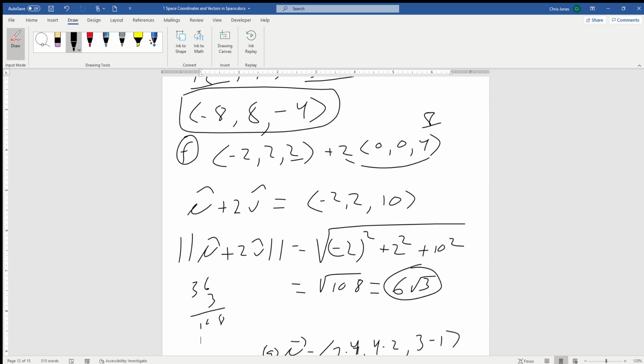Hopefully this gives you a good basic introduction to vectors in 3 dimensions. The last video that we're going to look at in this section goes through a little bit of an extension with some of the applications of these vectors in 3 dimensions.